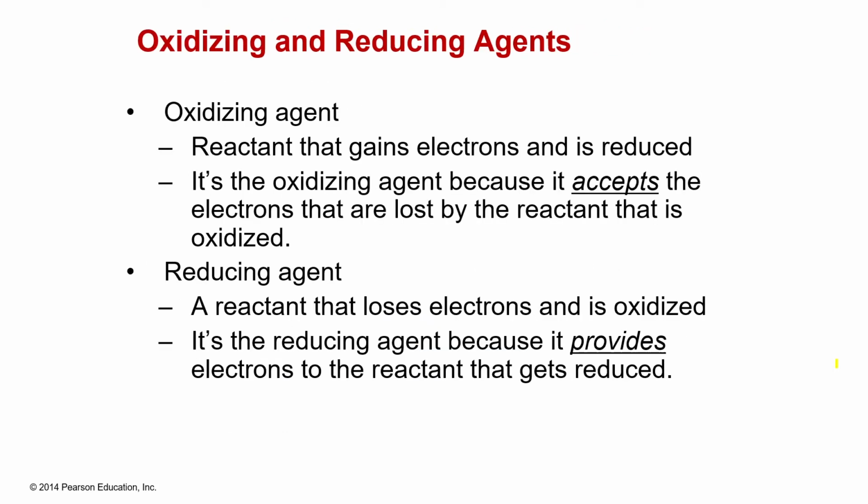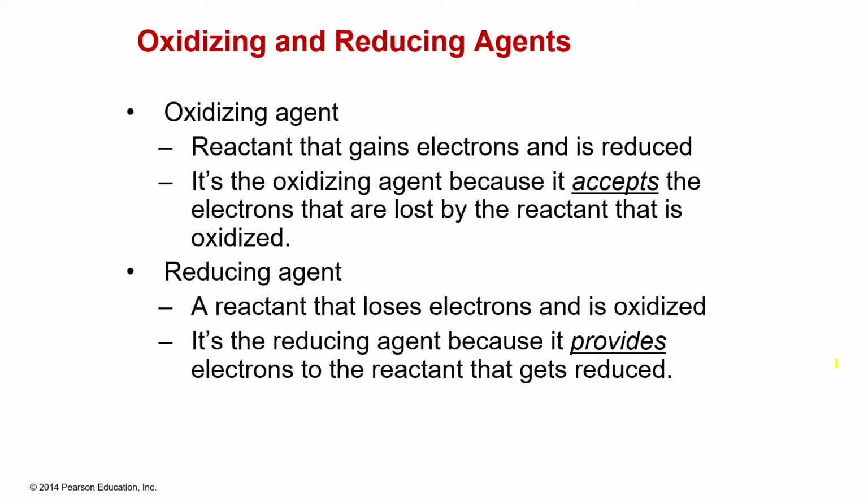Now, in the previous slide, we considered what happened to the zinc and what happened to the copper(II) ion. But another perspective of a chemical reaction is not what happens to a reactant, but what it does to the other reactant. So the reactant that gains electrons becomes reduced, right? But it means that it took the electrons away from the other reactant.